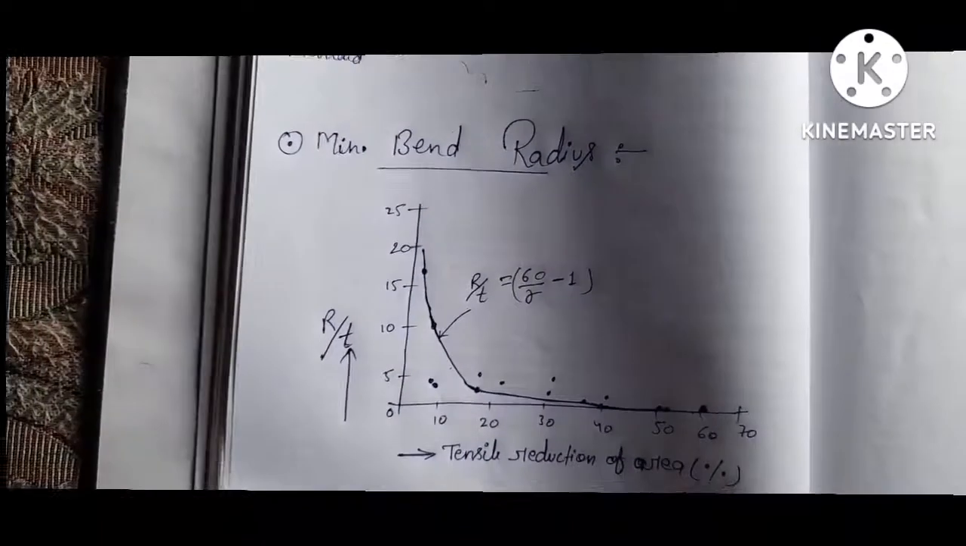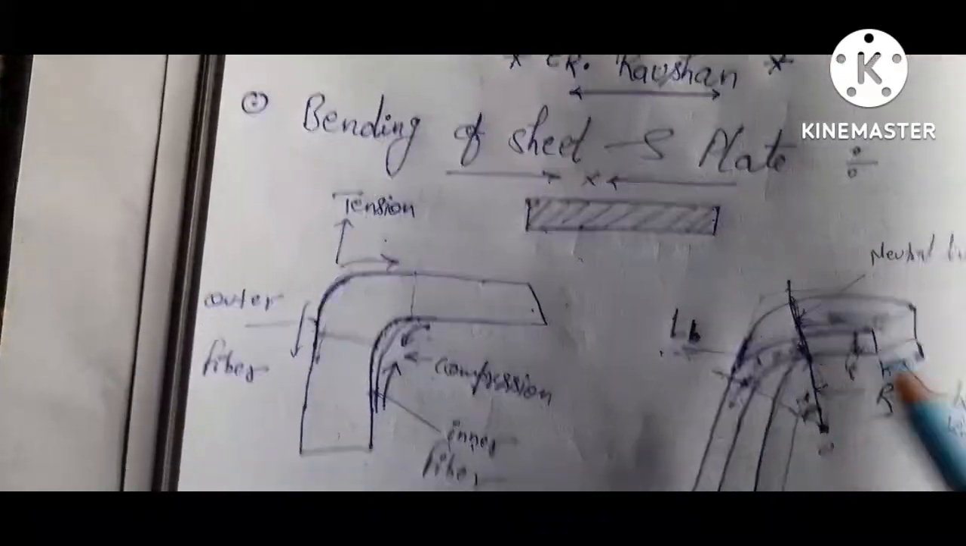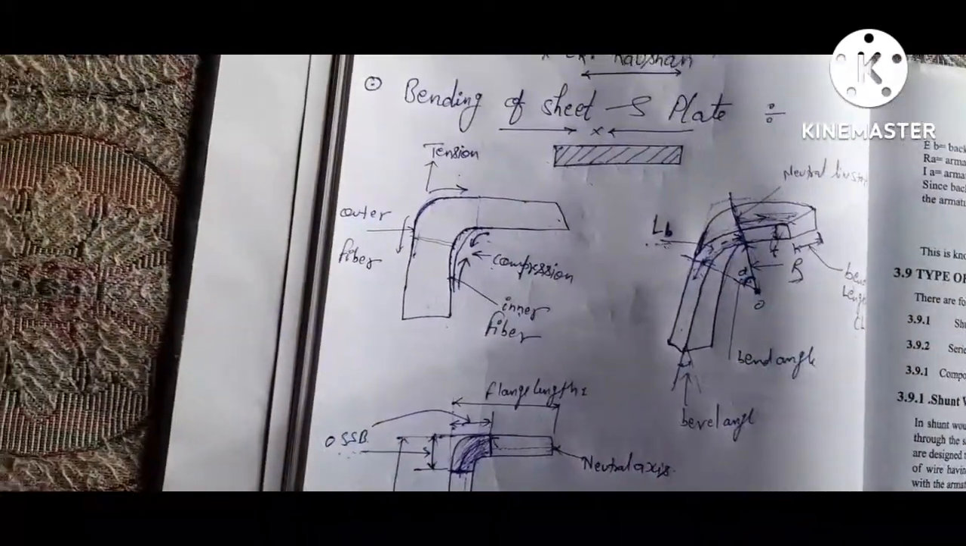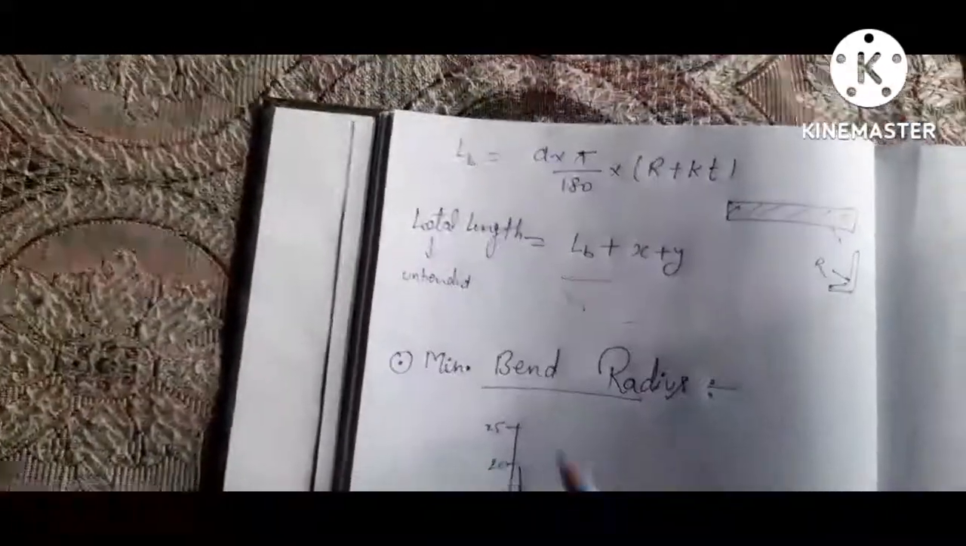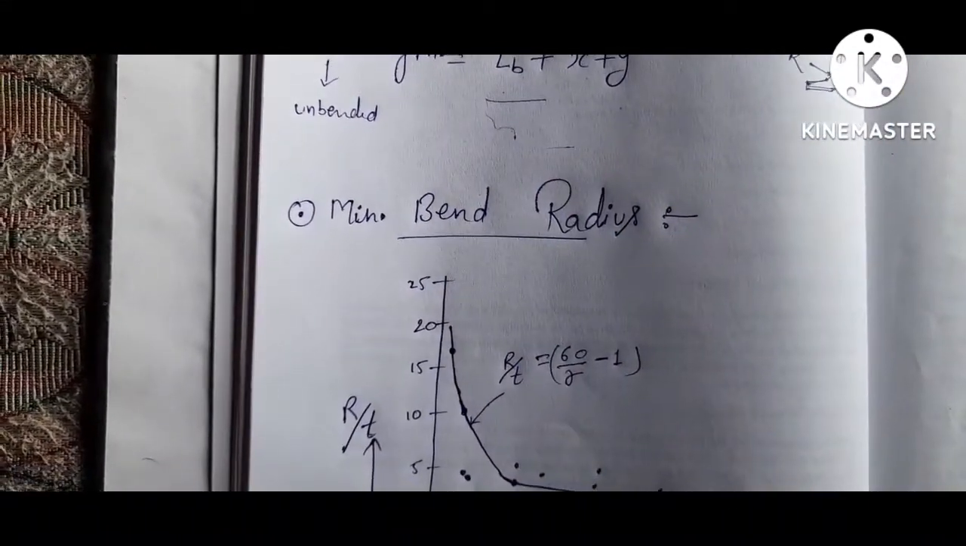This is the bending operation video, the first video on the topic of bending of sheet and plate. Now we move to the minimum bend radius. What is the minimum bend radius you apply in a bending operation?